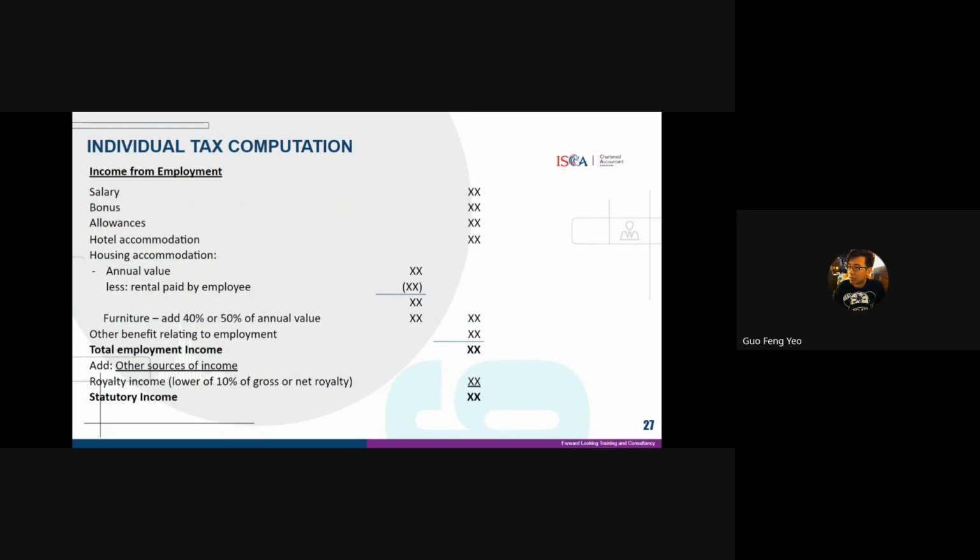Next, we'll move on to cover how a sample recommended individual tax computation would look. Please note that this is a suggested format, and a format can also be found on the Inland Revenue's website. The key takeaway you should get out of this is that you need to detail each and every source of your income for examination purposes.